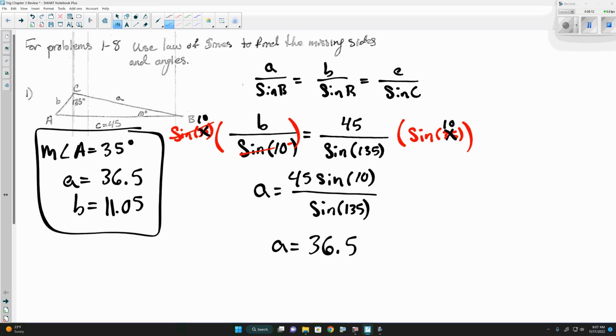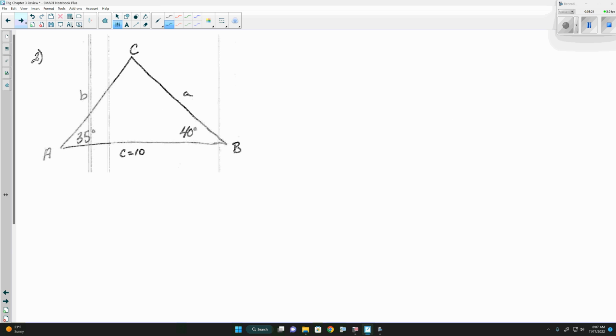Questions on that? Does that make sense how we shortcutted through the last part? Any other questions on number 1? Okay. Questions on problem 2? Because problems 1 and 2 are essentially the exact same thing.